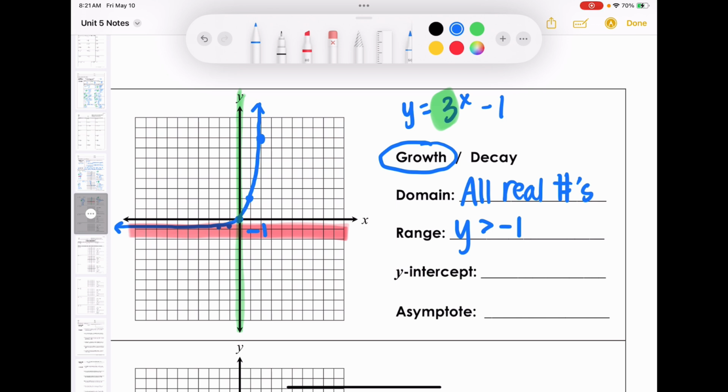If I look back at my xy table, I've got to look where x is 0. So it's 0, 0 for my y-intercept. And then my asymptote is the same thing. I just change it to an equal sign.